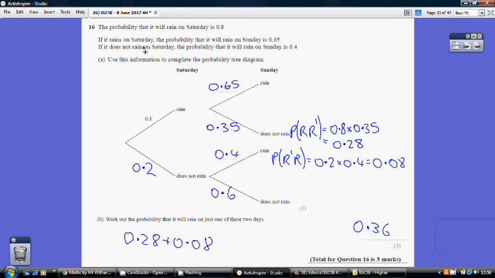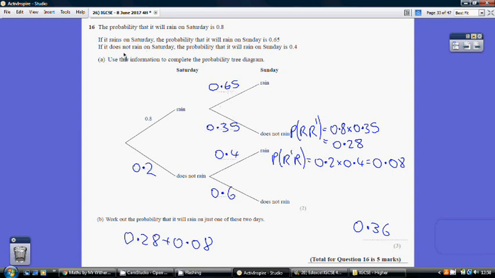Right, now we're told that if it rains on Saturday, the probability that it will rain on Sunday is 0.65. So given we've come along here, it's rained on Saturday, the probability that it rains on Sunday is 0.65, so that goes in here. And then obviously this is the probability it does not rain, so these two here have to add up to a whole, so this is 0.35, being 1 take away 0.65.